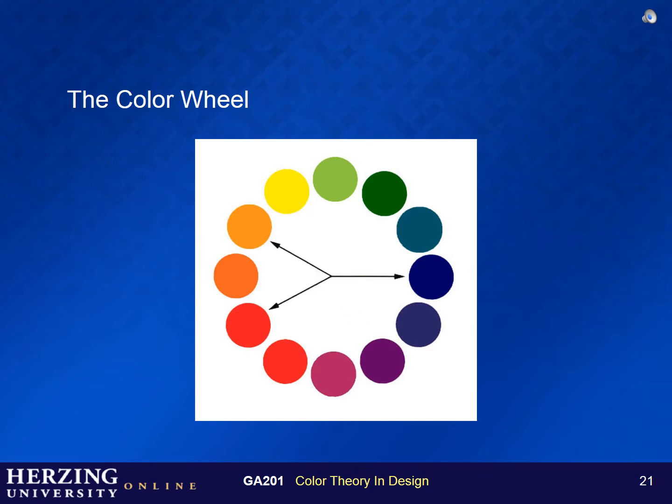A variation of this is the split complementary harmony. In this harmony, a color is matched with its complements to adjacent colors. For example, blue is matched with red-orange and yellow-orange. A split complementary harmony is less intense than a pure complementary combination, but adds a level of visual sophistication.